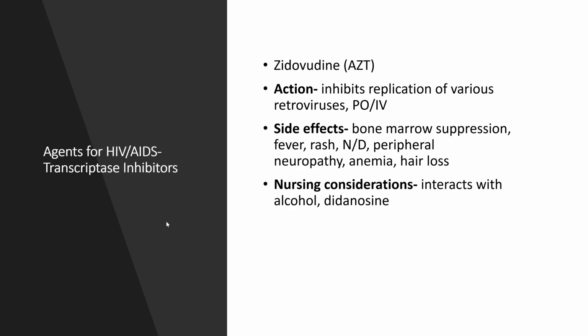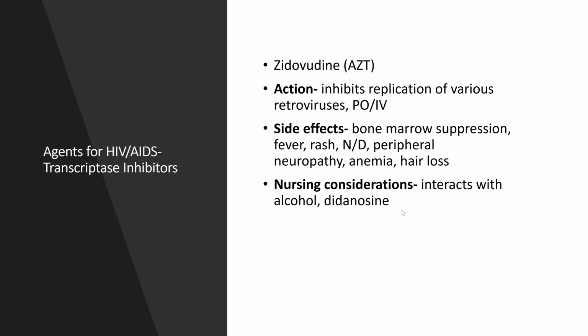So for agents for HIV/AIDS, you have your transcriptase inhibitors. So that's your AZT. It works by inhibiting replication of various retroviruses. It can be given orally or IV. Side effects would be bone marrow suppression, especially with long-term use, fever, rash, nausea, diarrhea.